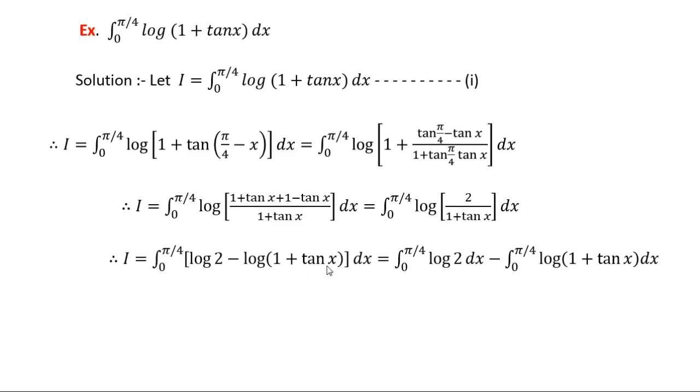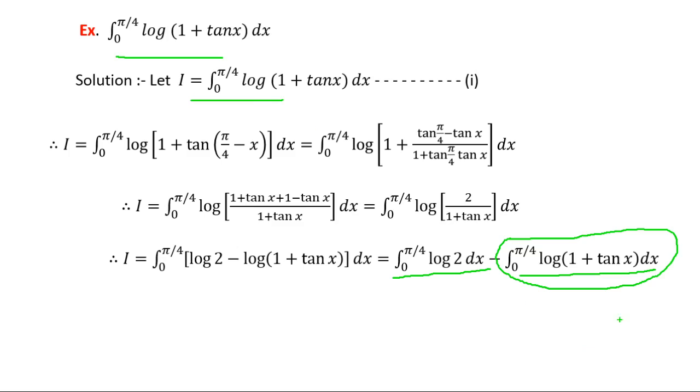Now I will split this into two integrals. ह्या log 2 चं एक इंटिग्रल करा आणि दुसरं हे मायनस साइन log of 1 plus tan x चं दुसरं इंटिग्रल करा. मग आता आपल्याकडे कसं दिसतं हे इंटिग्रल I is equal to, I will read this part, I is equal to this first integral log 2, second integral log of 1 plus tan x between 0 to pi by 4. But if we observe this is our original integral. आपलाच प्रॉब्लेम आहे हा, आपण ज्याला I ने डिनोट केलं. So I can write I in place of this integral.